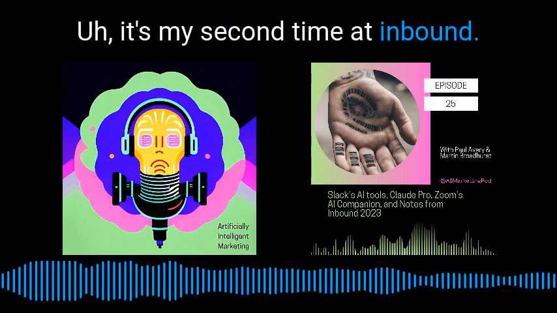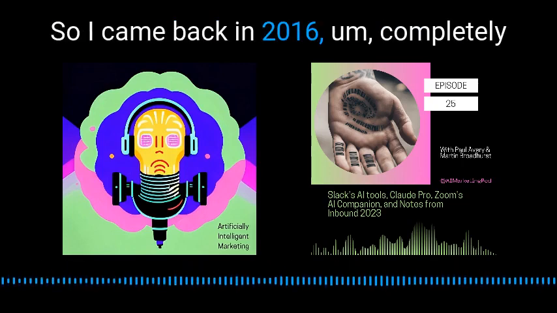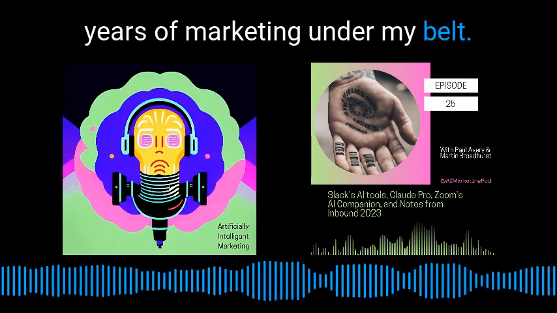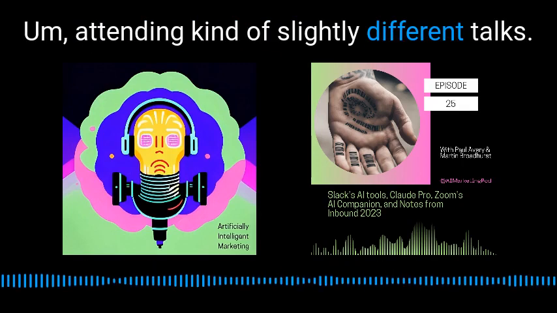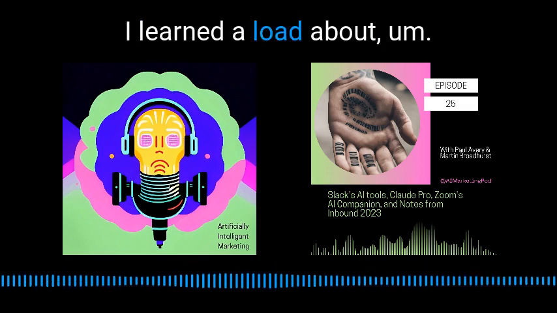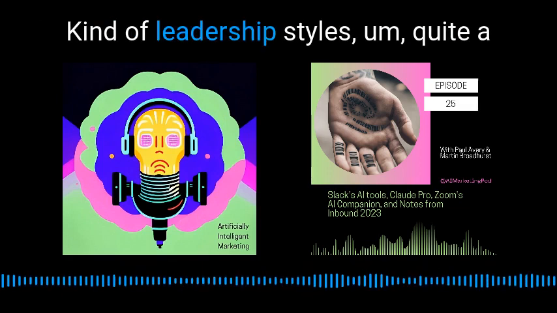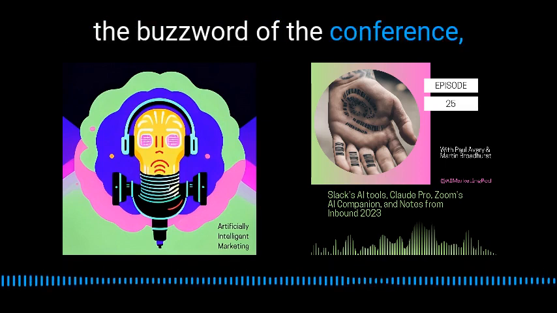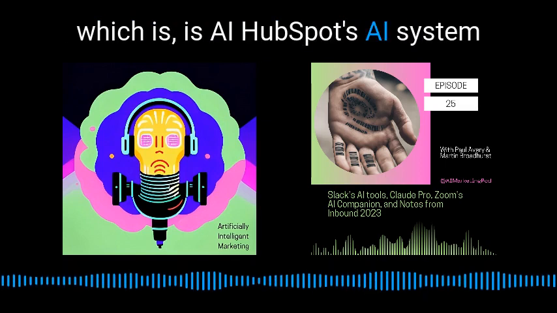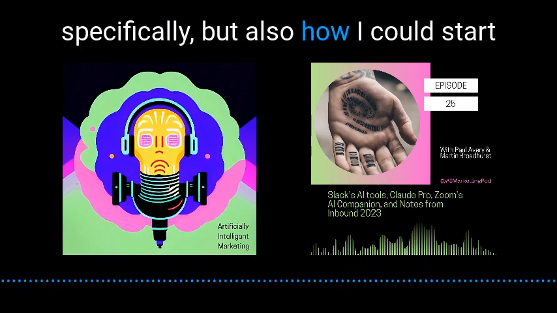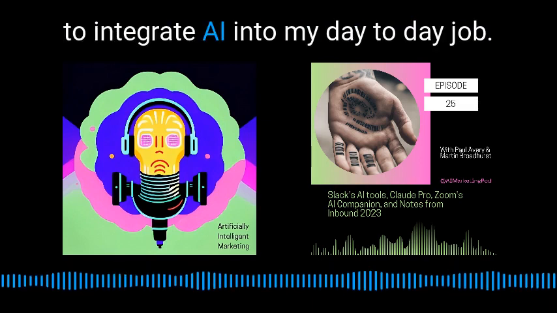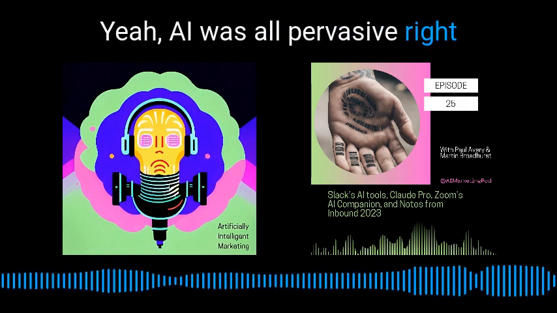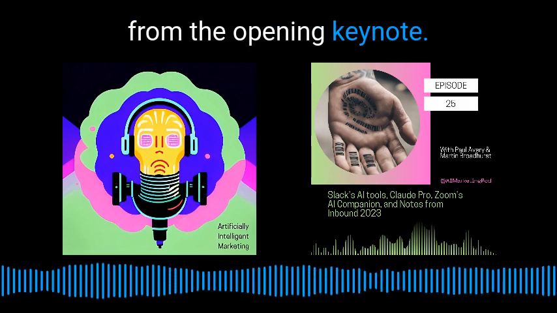It's my second time at Inbound, so I came back in 2016. Completely different experience with a few more years of marketing under my belt. Attending slightly different talks. I learned a load about leadership styles, quite a bit about belonging, and then obviously the buzzword of the conference, which is AI, HubSpot's AI system specifically, but also how I could start to integrate AI into my day-to-day job. Yeah, AI was all pervasive right from the opening keynote.